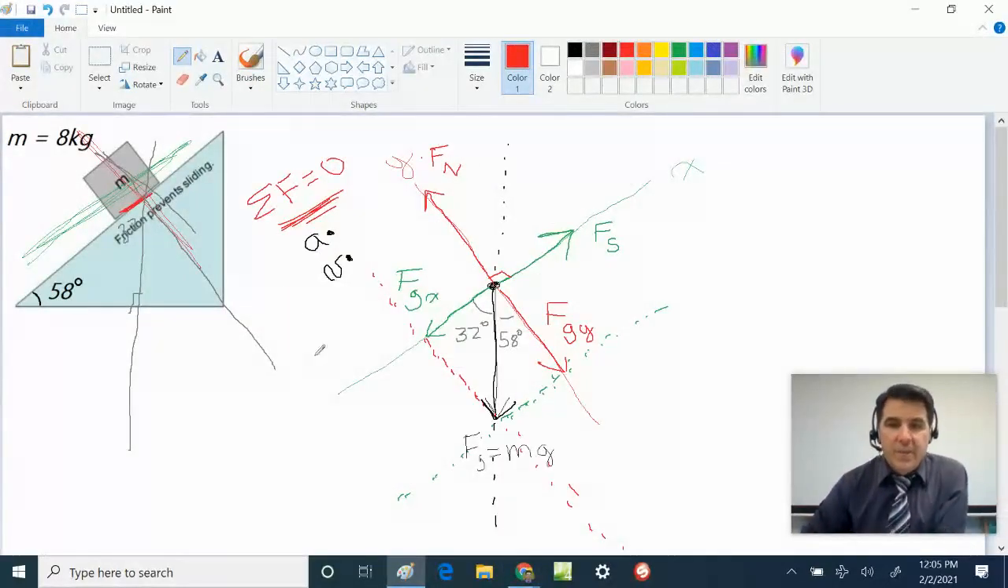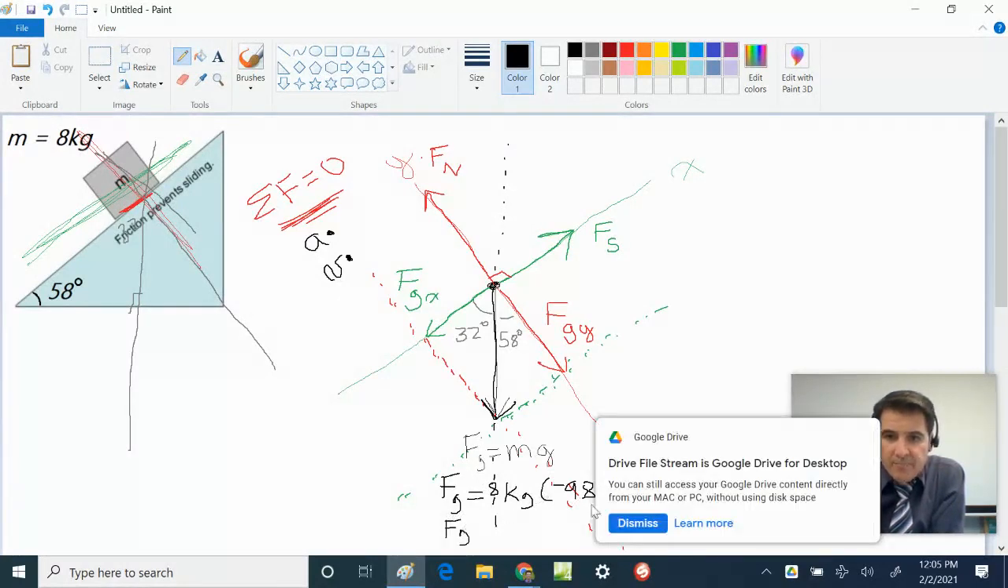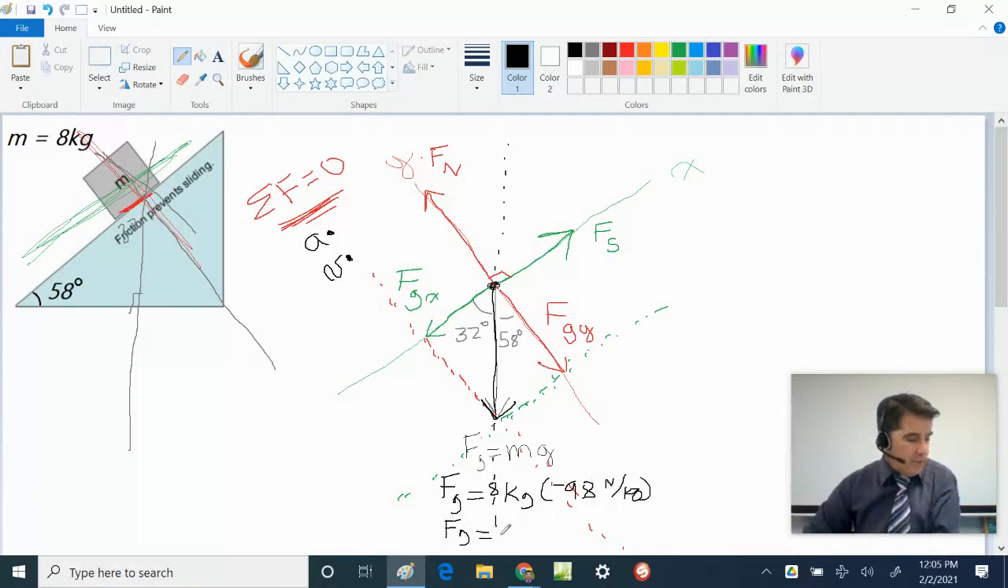Okay, so at this point, we should start off with what we know. And we know that this is 8 kilograms. So the force of gravity, Fg, would be equal to 8 kilograms times negative 9.8 newtons per kilogram. And this will give us an Fg of negative 78.4 newtons.